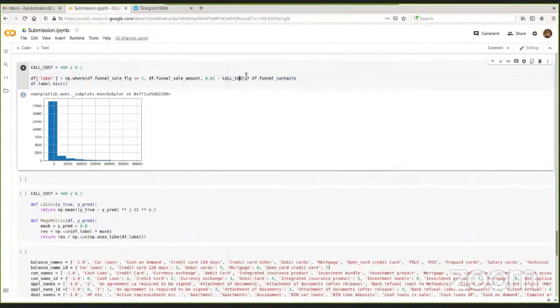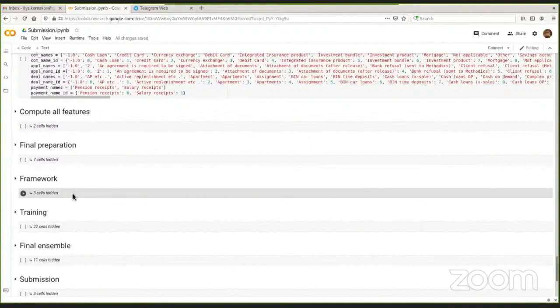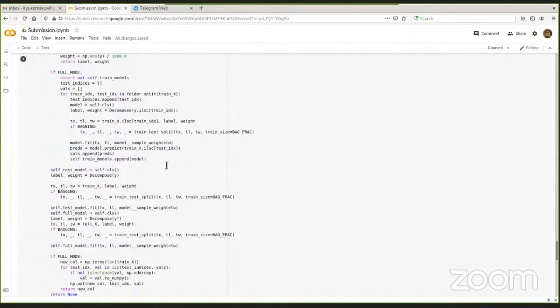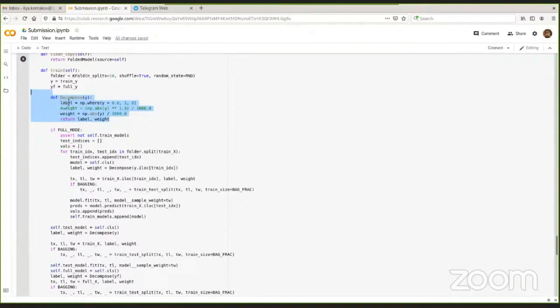If sales, the sale amount is above zero, minus a penalty for calls. But this didn't work so well, and it doesn't really correspond to what the objective is asking us, because people who are below zero in the objective don't count at all, while in this prediction they count. So what we ended up predicting is, let me actually show. Here is the exact label to predict. Instead of a regression, we train a classifier with the label of whether this expected value is above zero or below zero, and the weight is just the absolute value of this expected value.